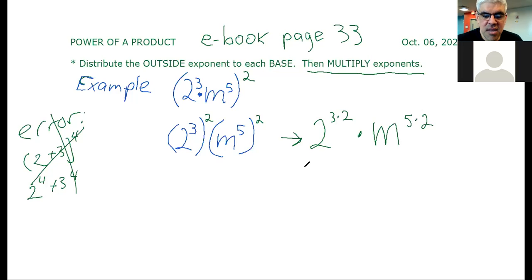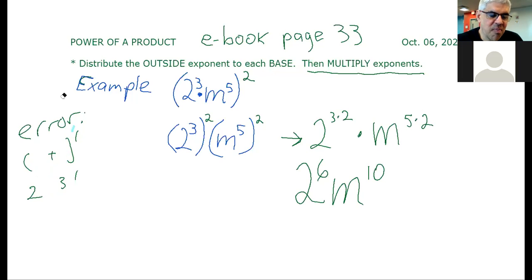So finally, this turns into 2 to the 3 times 2 is 6, times m, I don't need to write times again, to the 5 times 2, which is 10. Okay, so I'm going to erase the bad parts right here.